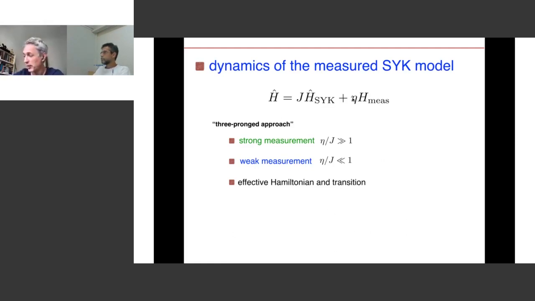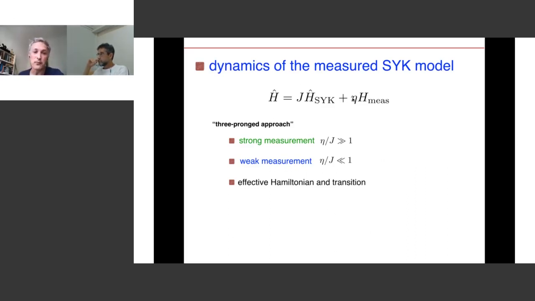So in the first case, we looked at the strong measurement limit, where the measurement rate is much larger than the strength of the many-body chaotic Hamiltonian. And it turns out that this is the simplest case to understand. There is a simple, let's say, phenomenological model by which we can understand quite well what is going on. Then in the weak measurement limit, it's more complicated to see how the dynamics occurs in this mesoscopic system. And here we use an idea based on projective measurements in this limit, and I'll discuss this in a bit more detail.